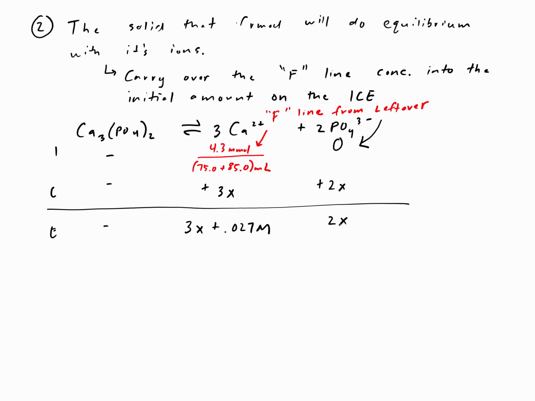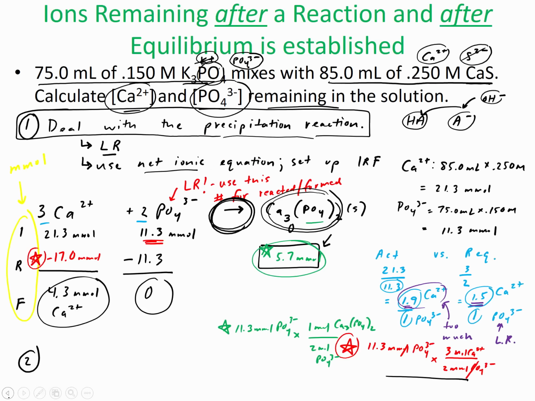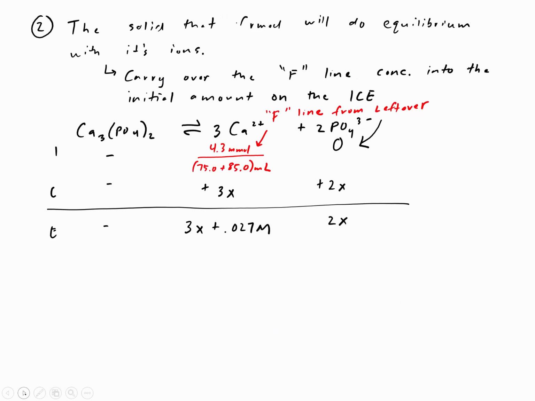So my KSP for this, let me see if I gave that in the problem. I didn't. The KSP for calcium phosphate is 2 times 10 to the negative 29th. And that's so small, I'm going to assume that x is nothing compared to this number. This number is massive compared to what x is going to be. So I'm going to use the assumption rule. I'm going to set this equal to... I prefer writing these out so I don't mess up on my exponents. Phosphate is going to be squared.